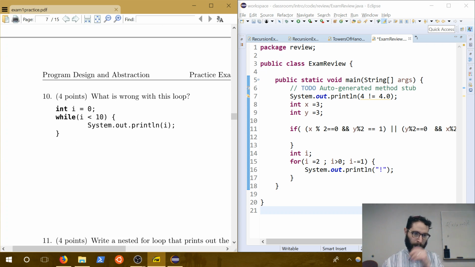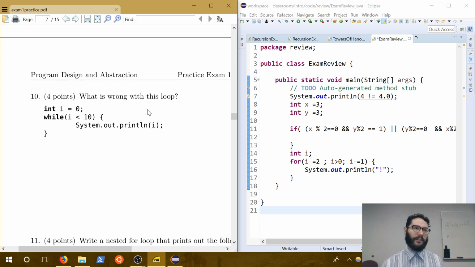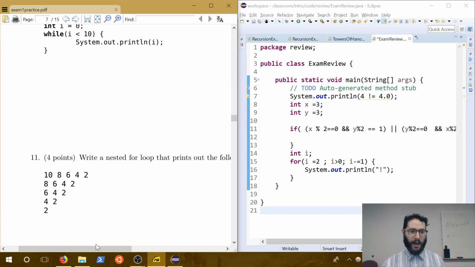Okay. What's wrong with this loop? i is equal to 0, i is less than 10, print out i. It never ends. Because while i is equal to 0, while 0 is less than 10, print out 0. While 0 is less than 10, print out 0, right? It needs the i++ operator in there to increment it. All right.